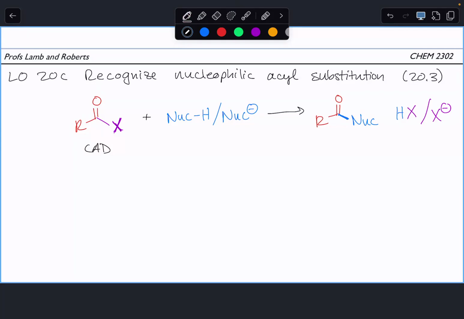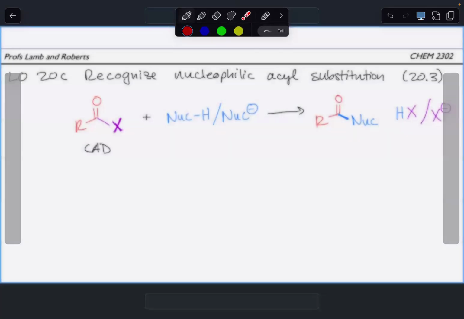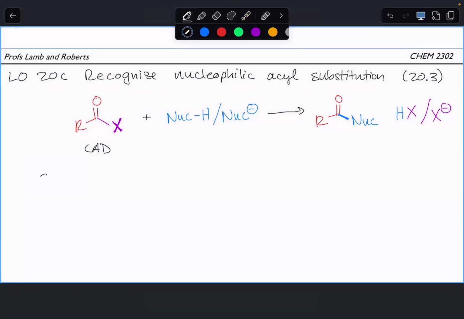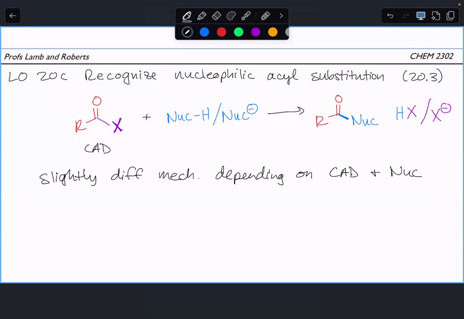So this is a nucleophilic acyl substitution. You start with a carboxylic acid derivative. You usually end with a carboxylic acid derivative, not always, but usually. And you replace the X group with the nucleophile. That's it. We will get into the differences. There's a slightly different mechanism depending on our carboxylic acid derivative and what your nucleophile is. But it's mostly basic conditions or acidic conditions. Which one are you using?